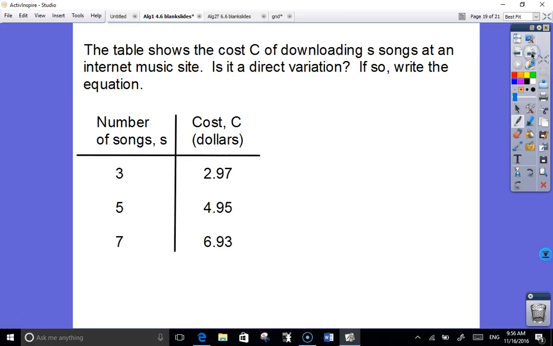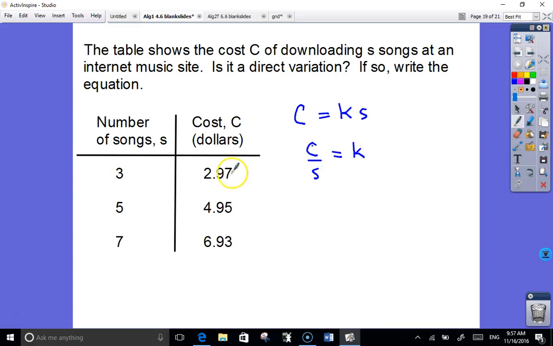Okay. And last thing. This table shows the cost C of downloading S songs at an internet music site. Is it a direct variation? If so, write the equation. Okay, so C might be a direct variation with S, which is the number of songs. How do we know whether it is? If it is, then C divided by S should always give us the same value.